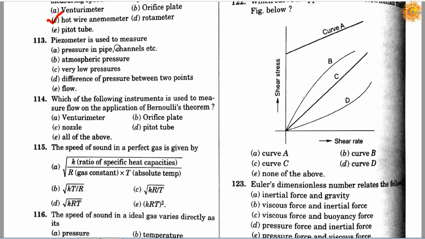Piezometer is used to measure: option A, pressure in pipe, channels etc.; option B, atmospheric pressure; option C, a very low pressure; option D, a difference of pressure between 2 points; and option E, the flow. So the correct answer is C. It's used to measure very low pressure. Piezometer is used to measure very low pressures.